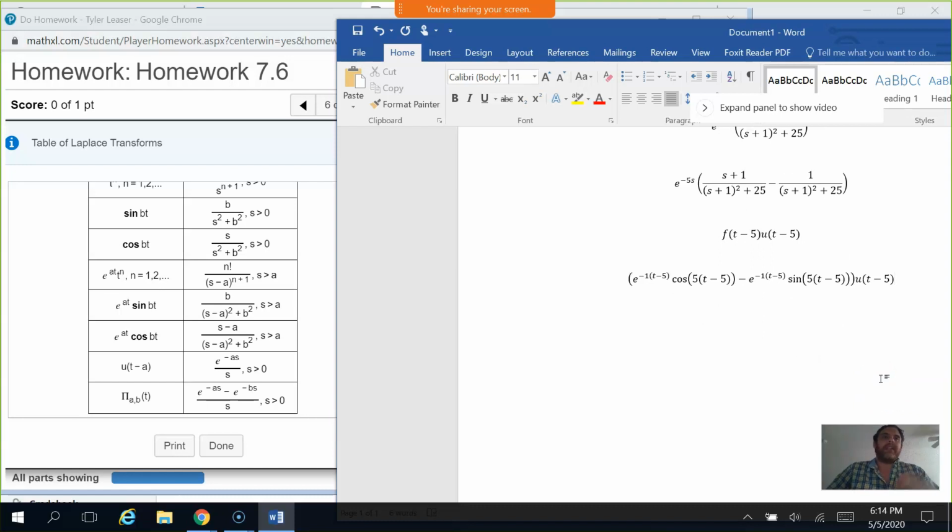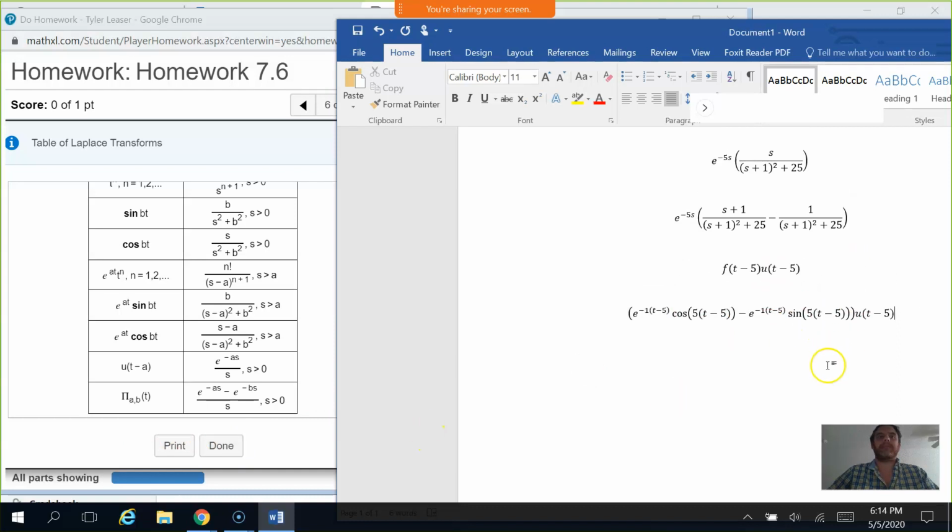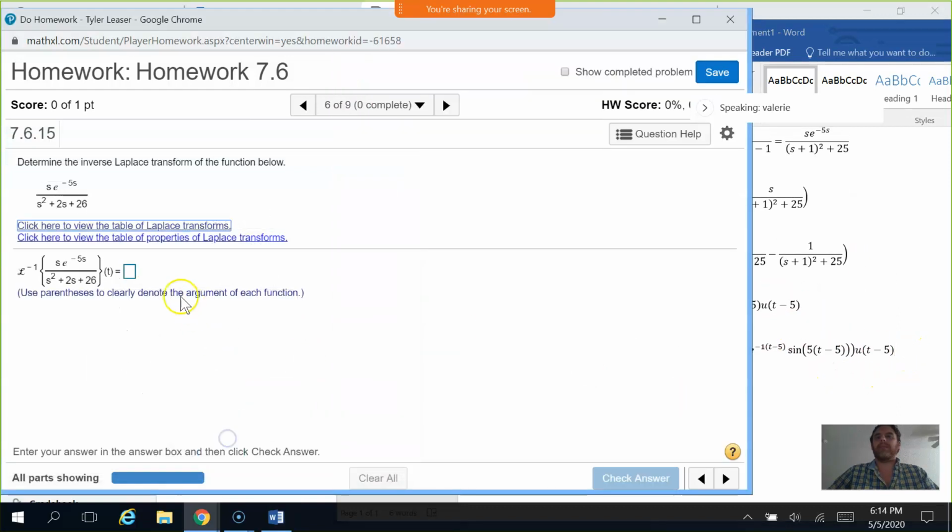And then that should really be it. I mean, you can simplify these down a little bit, but that's the final answer. Distributing the negative 1, distributing the 5 into this. And could you go back to the other Laplace transform table? Yep.